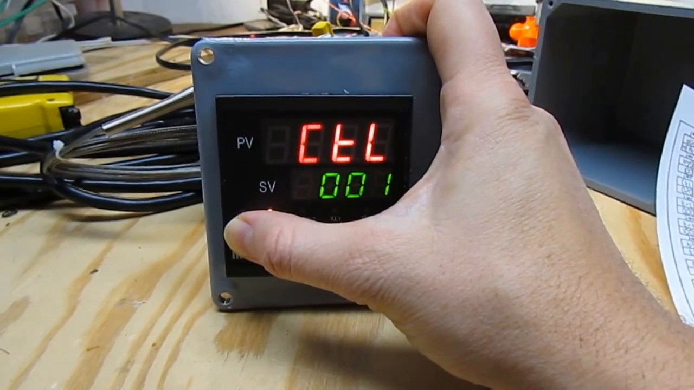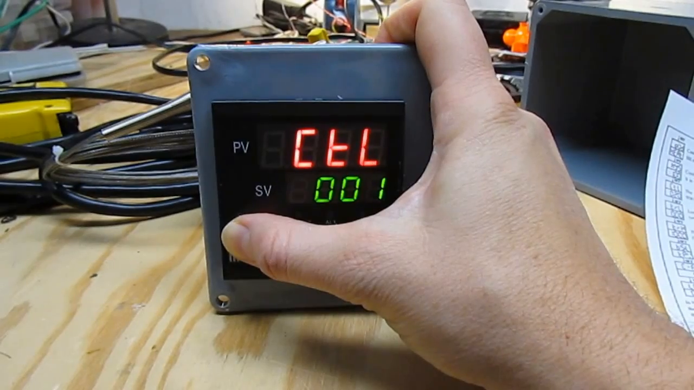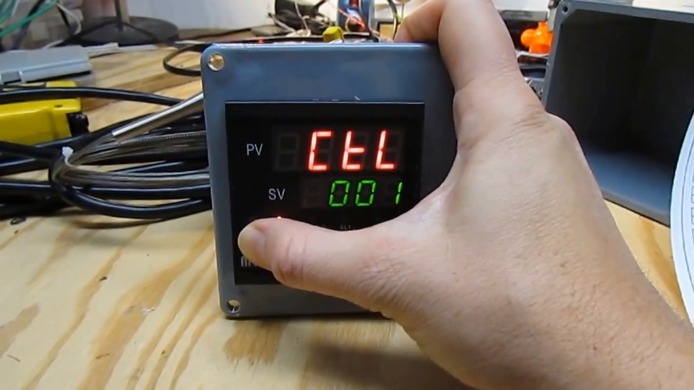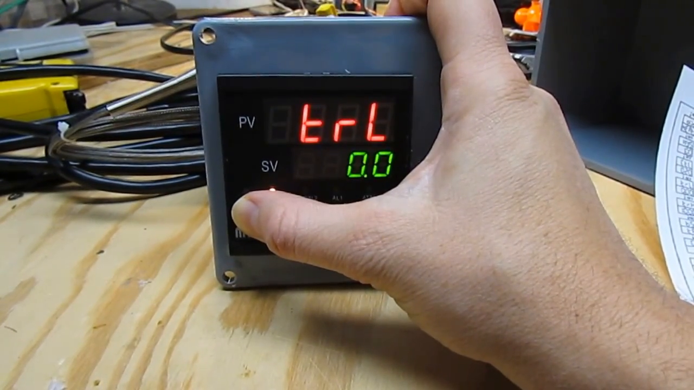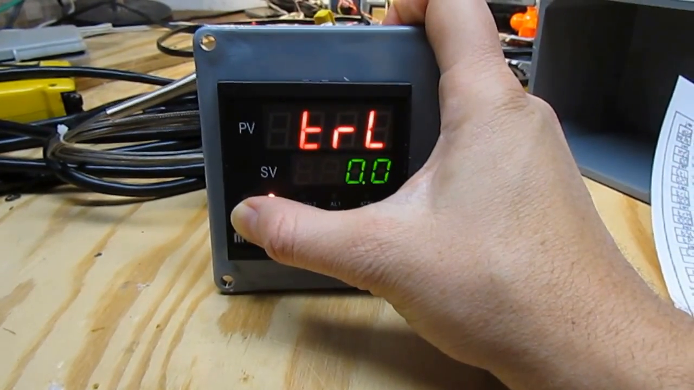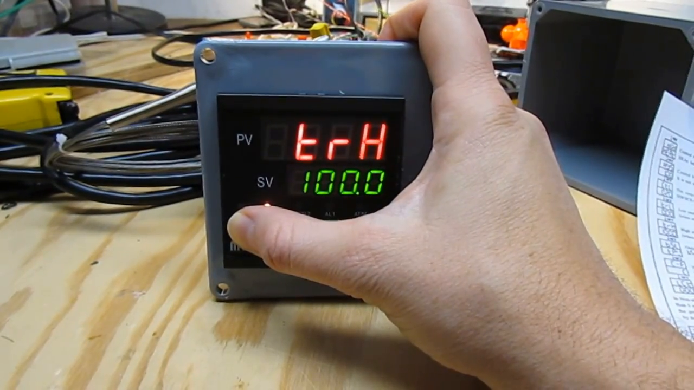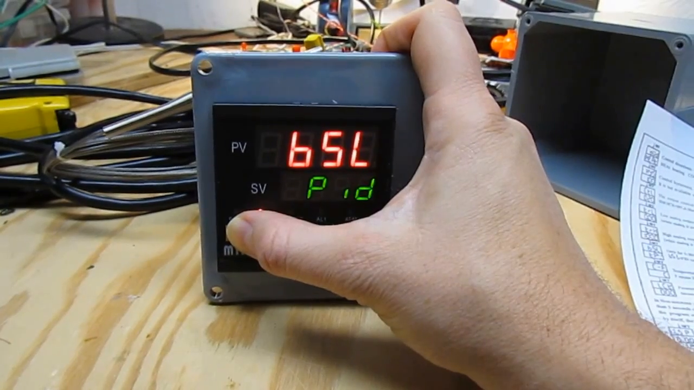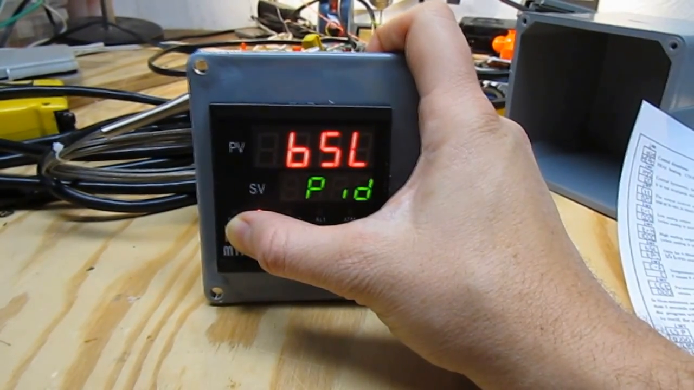CTL, this is the output control mode, they call it. I put it at 1. And when you have it at that, it does the SSR. That's to set it to do SSR for the output. TRL, which is low analog output. I don't know, let's put it at 0. TRH, high analog output. I think I left that one at 100.